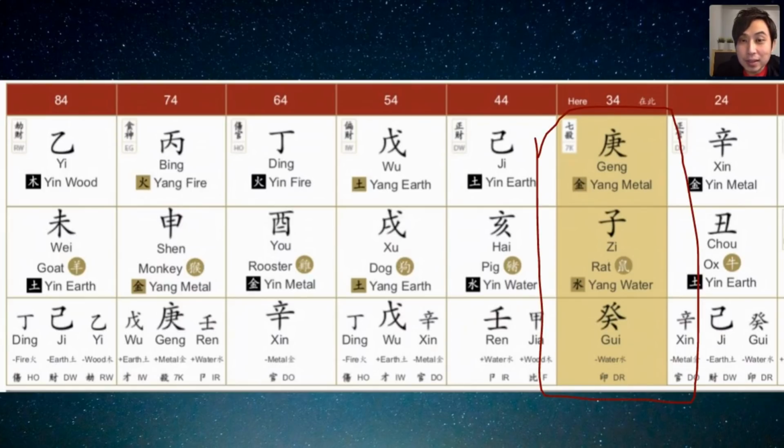And then you see there's a metal word here, and then you see there is water here. So if your current luck pillar contains either one of the 2 weakest elements in your chart, you're going through good luck. It's a good luck pillar for you. Okay, easy or not?